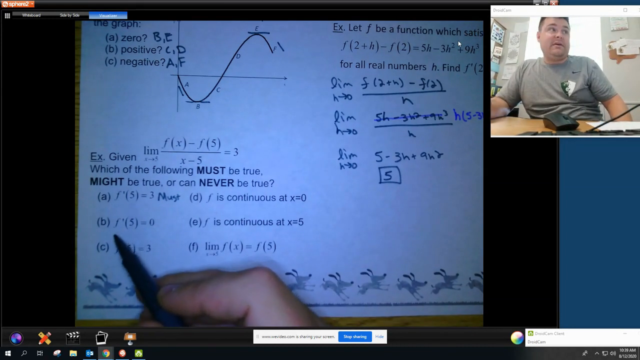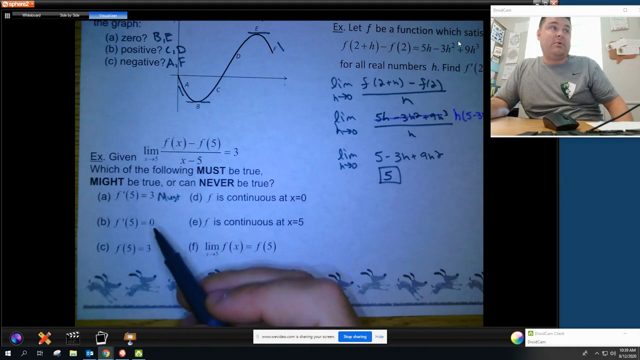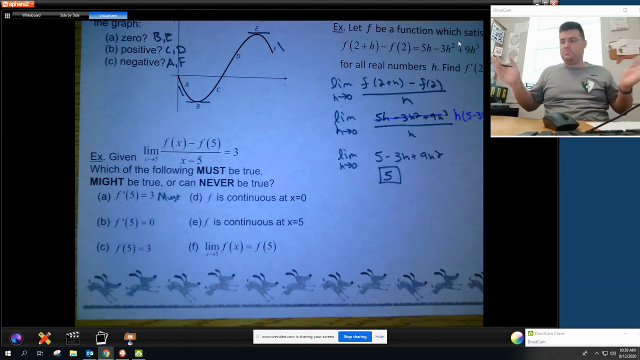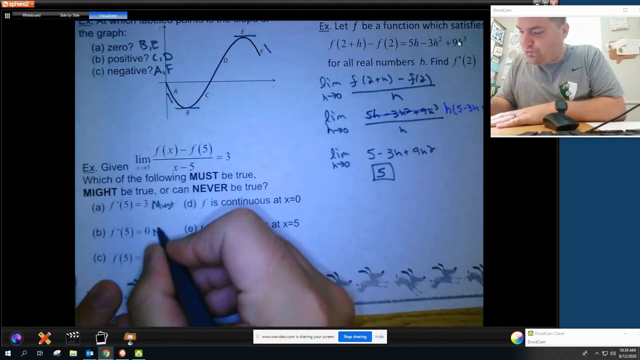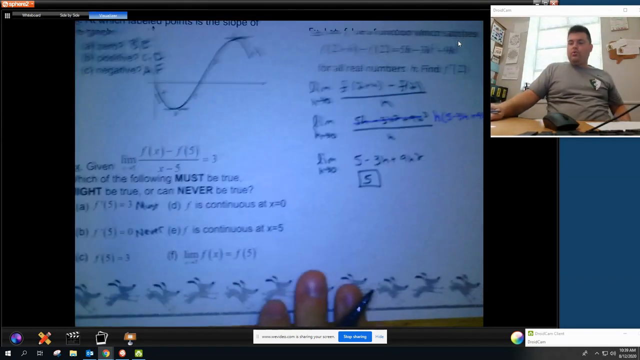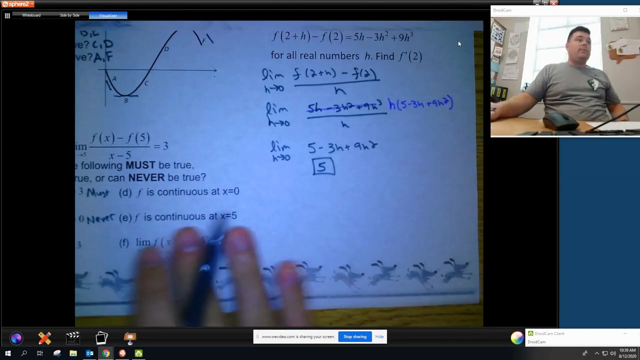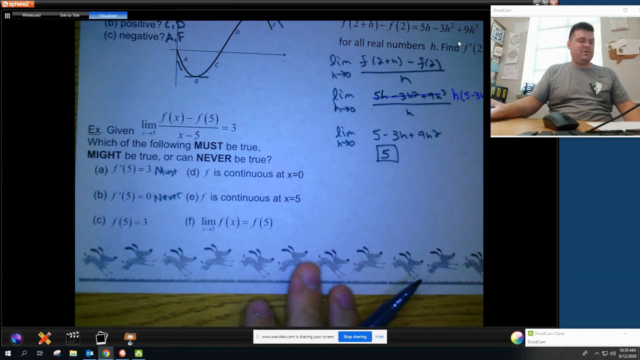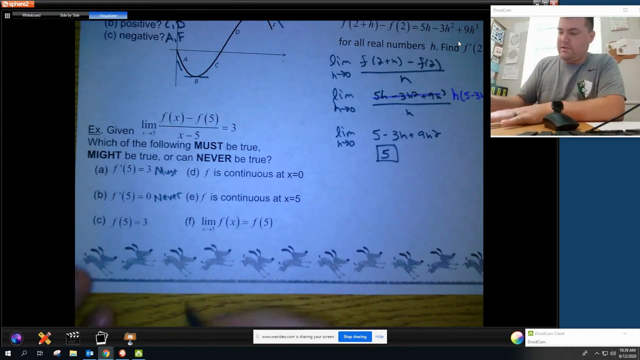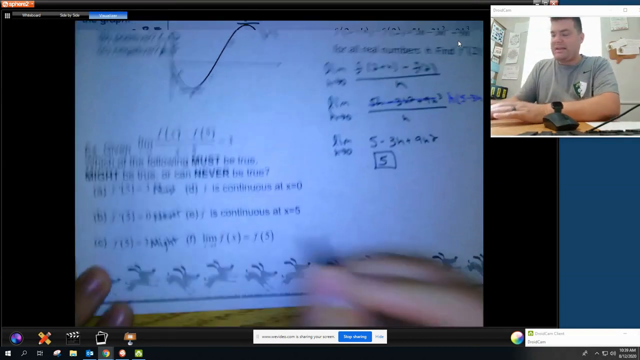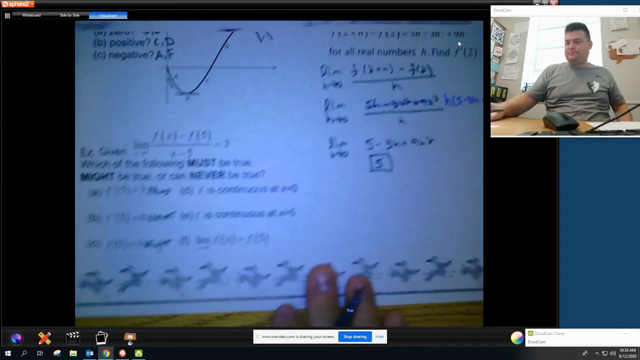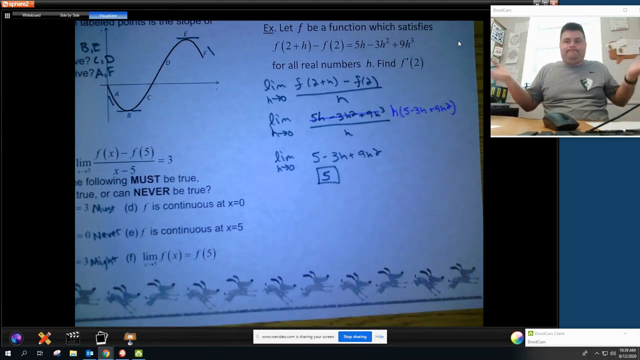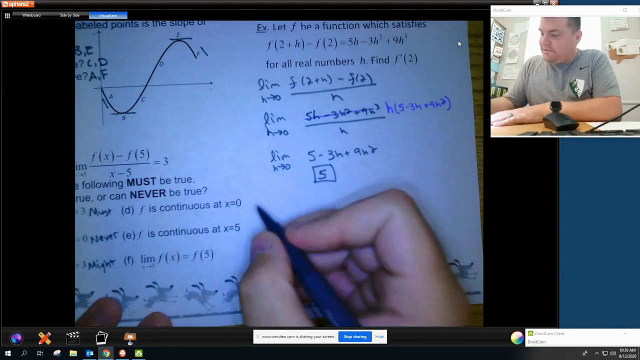The derivative at 5 is 0. Well, you can't have two different derivatives at the same point, so that's never true. I forgot to see: the value at 5 is 3. I don't know enough information here, so this might be true. F is continuous at 0. I don't know. I really don't. We don't know anything about 0, so this is a might.